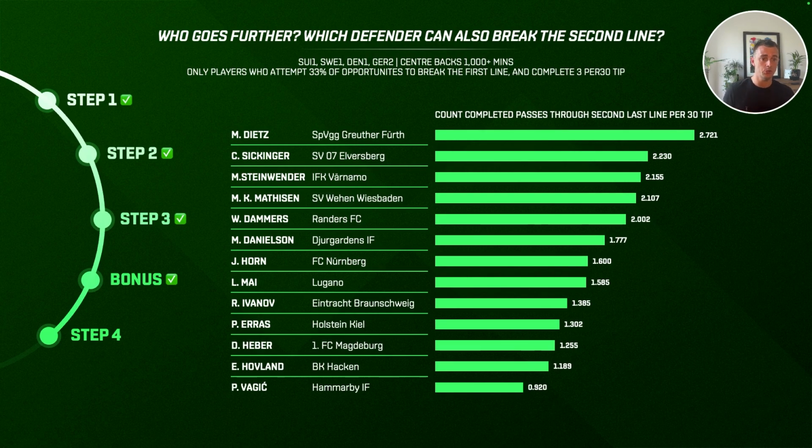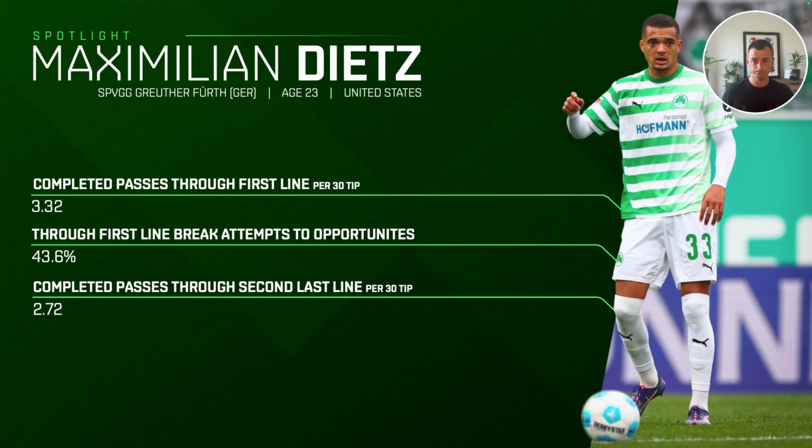Well, we're actually now going to look at, can they complete passes through the second to last line? So can they even break the next line in the chain, if you like, in the defensive structure of the opposition? And when we do that, we can now start to see some real standout players, including Max Dietz here at the top of the chart.